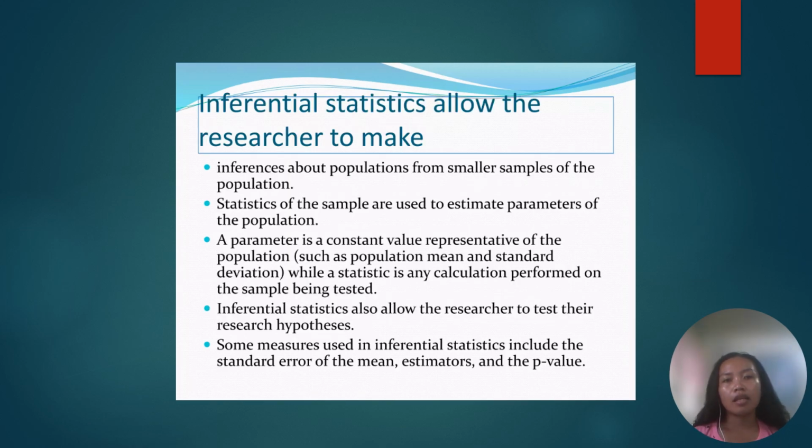Inferential statistics allow the researcher to make inferences about populations from smaller samples of the population. Statistics of the sample are used to estimate parameters of the population. A parameter is a constant value representative of the population, such as population mean and standard deviation, while a statistic is any calculation performed on a sample being tested.